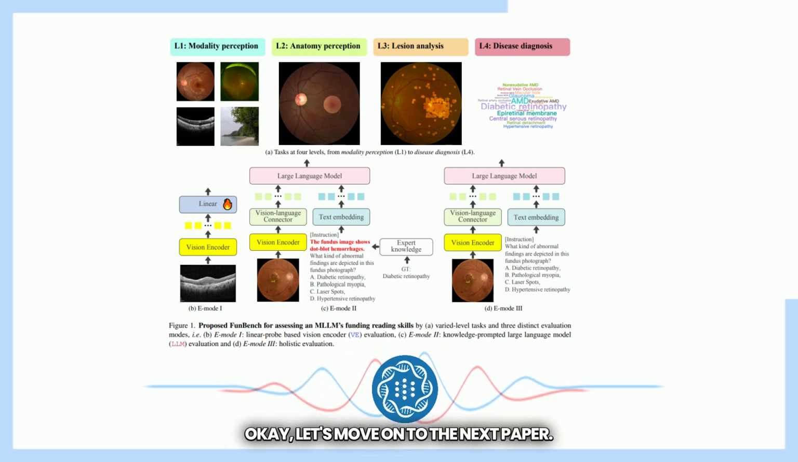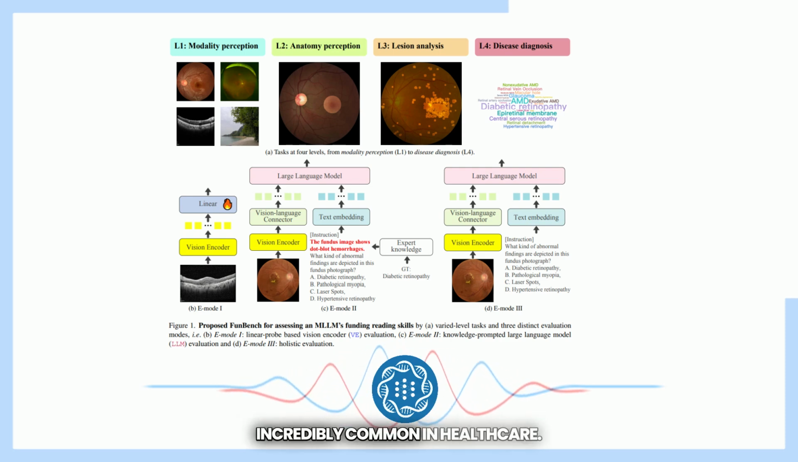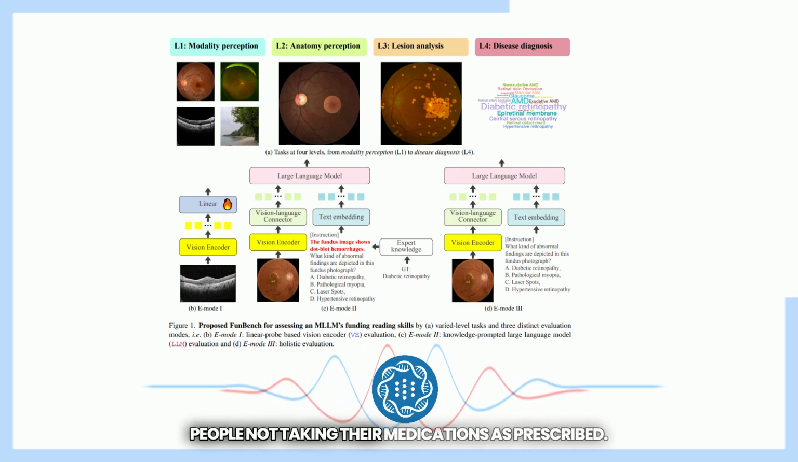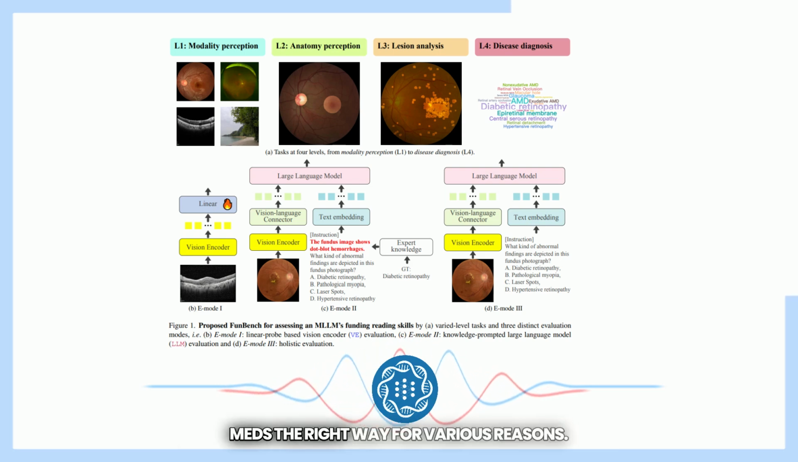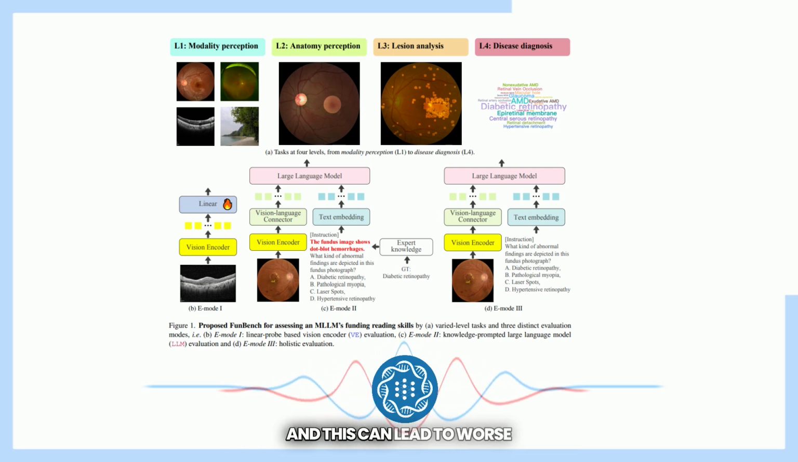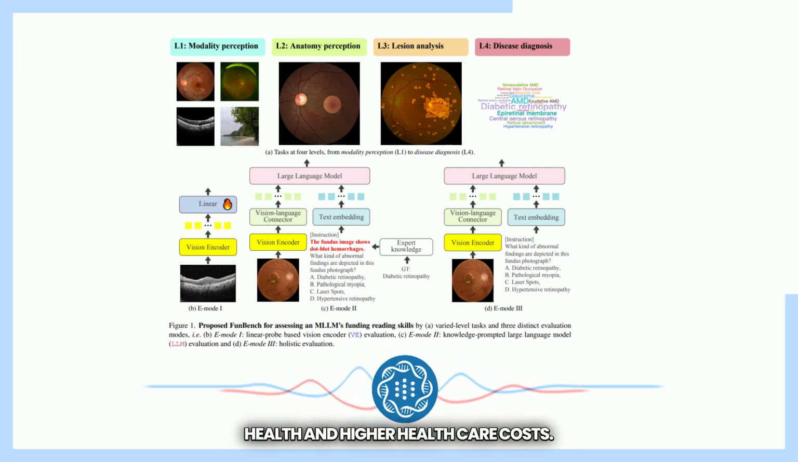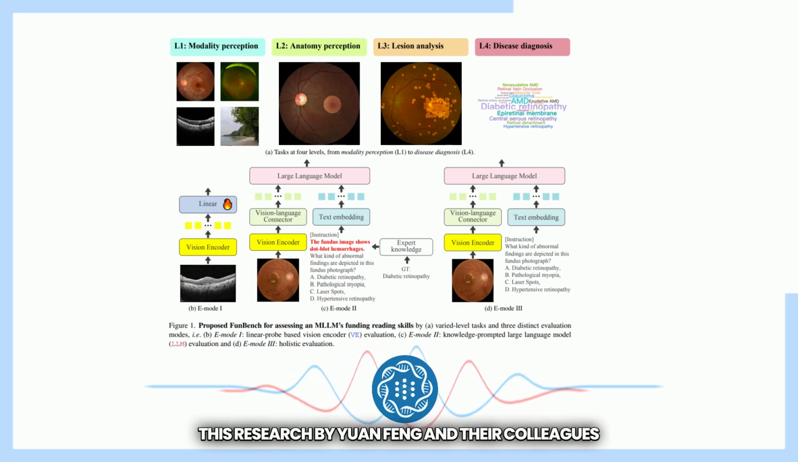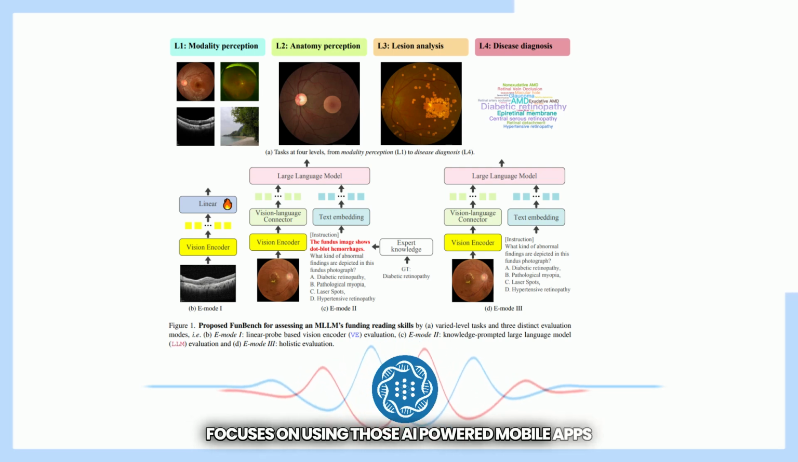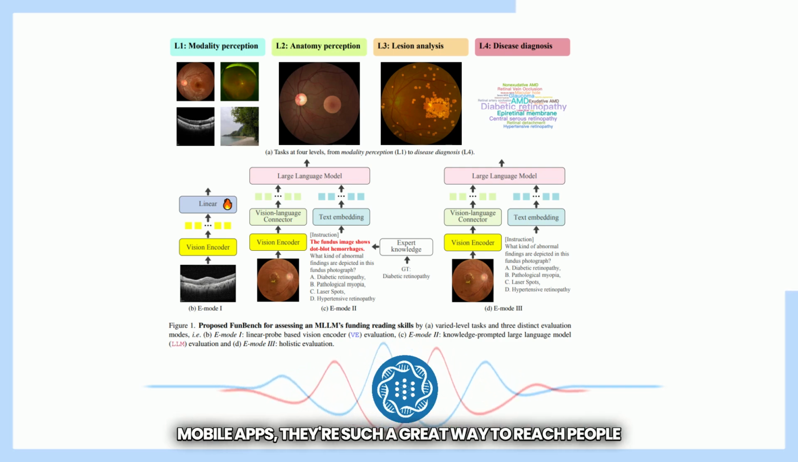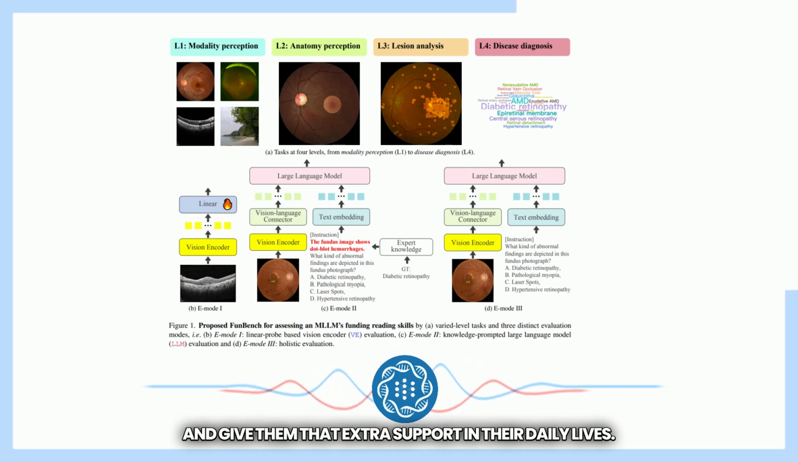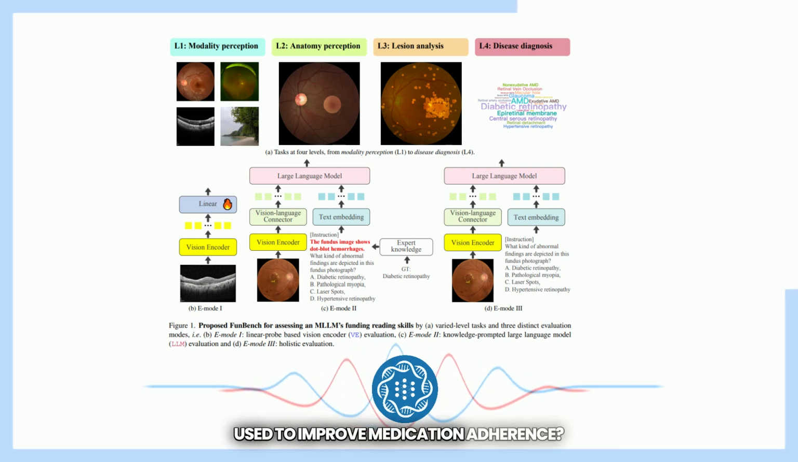Okay, let's move on to the next paper. It tackles a problem that's incredibly common in healthcare: people not taking their medications as prescribed. It's a massive issue. Lots of people struggle with taking their meds the right way for various reasons, and this can lead to worse health and higher healthcare costs. This research by Yuan Fang and their colleagues focuses on using those AI-powered mobile apps to help people stick to their medication regimens. Mobile apps, they're such a great way to reach people and give them that extra support in their daily lives. But how are they being used to improve medication adherence specifically?